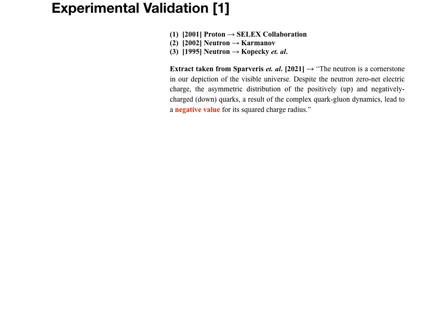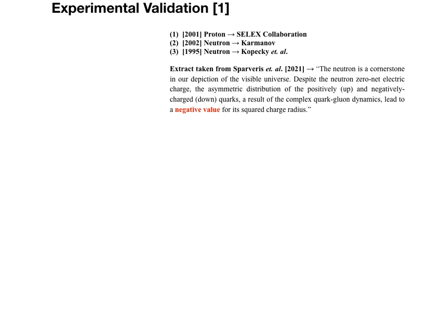The reason the Karmanov value is utilized is because of the revised experimental tolerance, compared to the original 1995 Kopetsky research. The Karmanov conclusion is slightly more uncertain, making it a marginally better baseline to utilize as an authoritative comparison. Very importantly, an extract taken from Sparveris describes how the neutron mean squared charge radius manifests as a negative quantity.